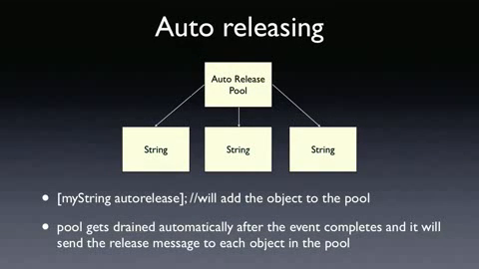When you send an object the autorelease message, it is then put into the autorelease pool. The autorelease pool is simply a big collection of objects that have been sent this autorelease message. At some point in the future, like after the current event has been processed, the system goes through every object in the autorelease pool and sends it the release message.